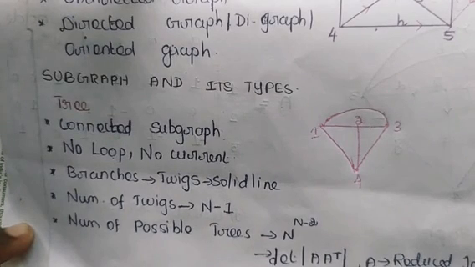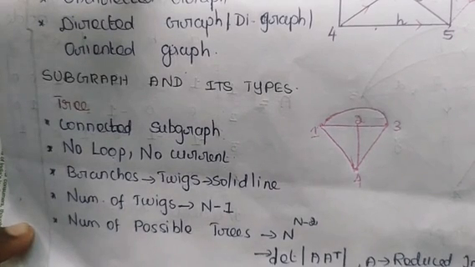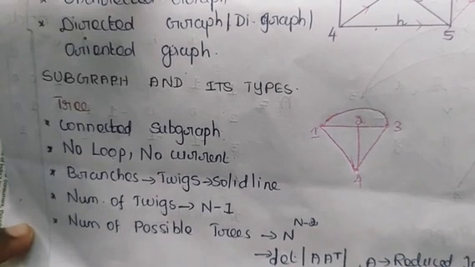There is another formula to find the number of trees in a graph, that is the determinant of A into A transpose, where A is the reduced incidence matrix, which we can learn later.